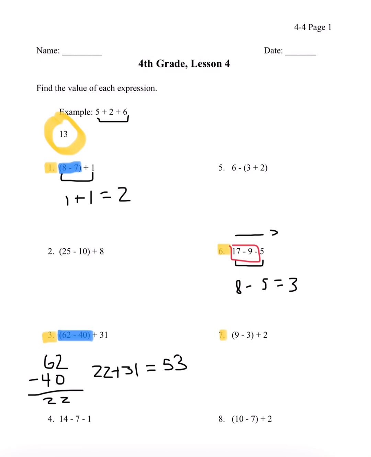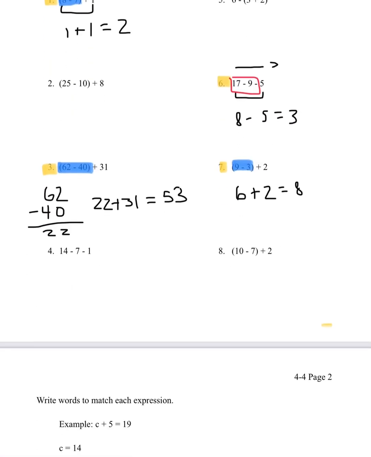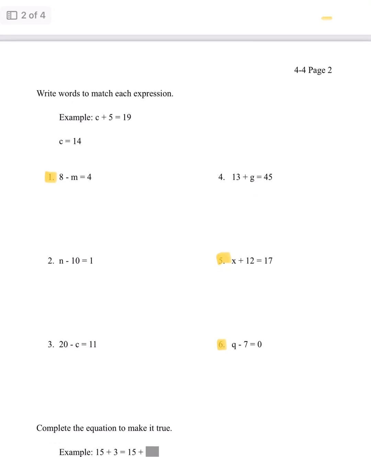Number 7, we have 9 minus 3 plus 2. Again, the parentheses first. 9 minus 3 is 6, plus 2 is 8. That's our answer. Moving on to the second page, it says write words to match each expression.